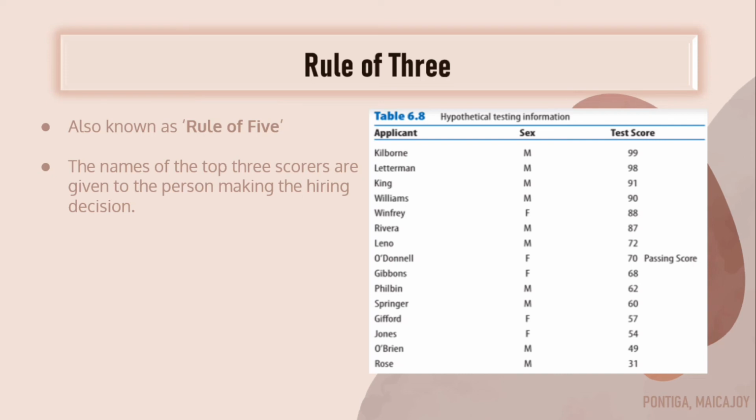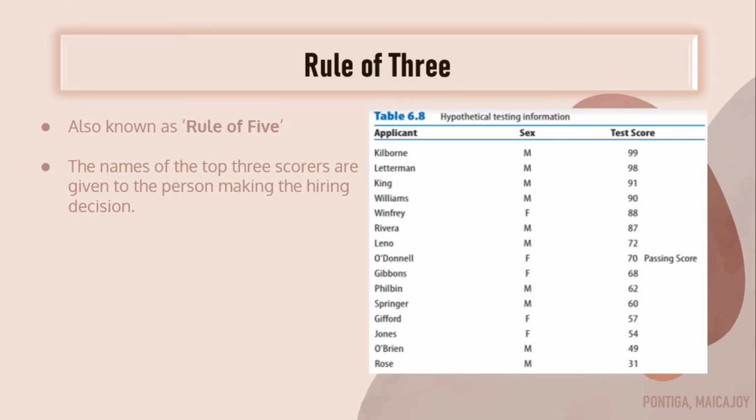So ano nga po ba ang pagkakaiba ni top-down selection at ni rule of 3? Sa top-down selection po, no choice tayo. Dahil kung sino yung nag-top 3, yun na po yung i-hire ng company. So for example, si Kilborn po ay 99, si Latterman ay 98, si King ay 91. So yung tatlo po na yon, sila po yung ma-hired.